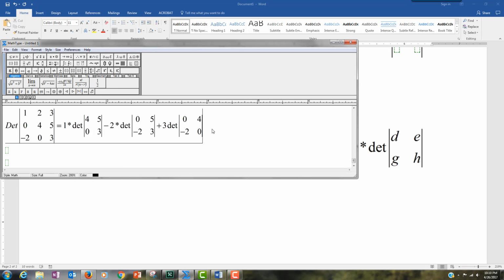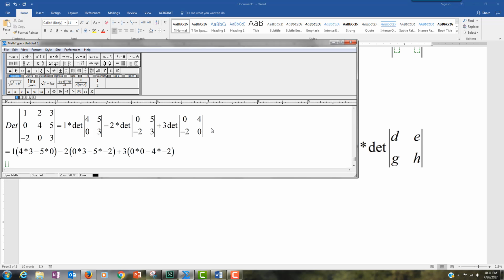I'm going to speed this process up so you can see what we get once we expand it out. Let me just start the expansion. So 1 times, 4 times 3 minus 5 times 0 is the first piece, minus 2 times 0 times 3 minus 5 times a negative 2, plus 3 times 0 minus 4 times a negative 2.